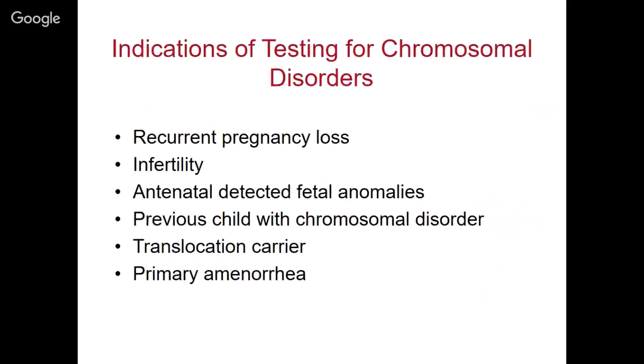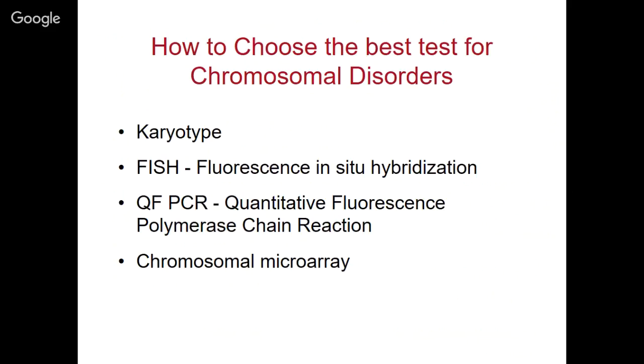So taking the group of chromosomal disorders, what are the indications of testing for these in obstetric practice? Recurrent pregnancy loss, infertility, antenatally detected anomalies, a previous child with a chromosomal disorder, if one of the partners is a balanced translocation carrier, and of course in primary amenorrhea because we want to look for Turner syndrome. So what are the various types and how do you choose the best test for chromosomal disorders?